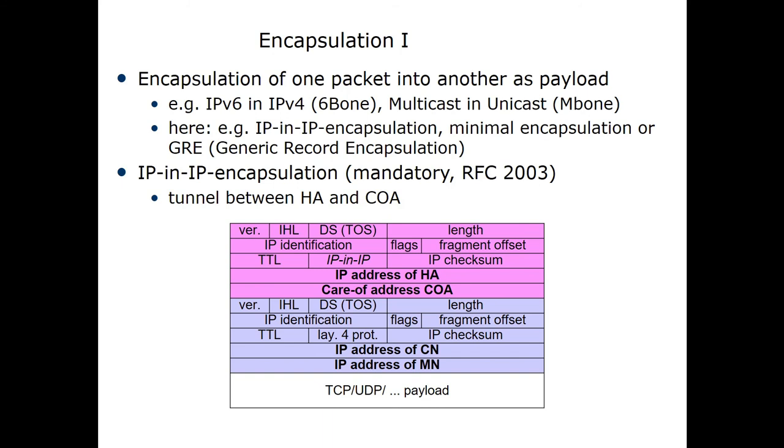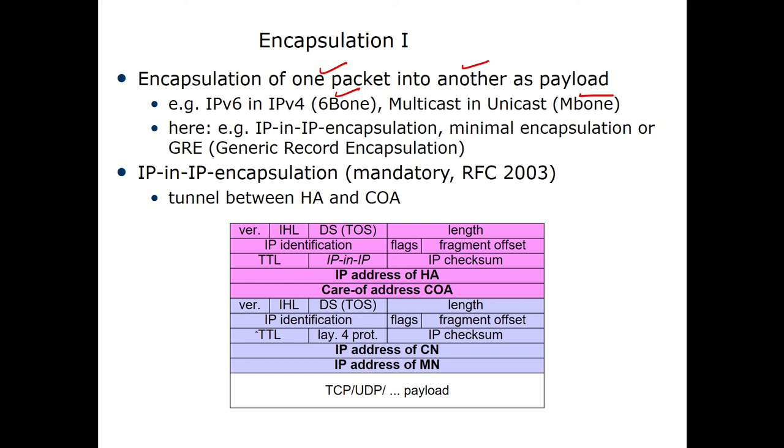So we have encapsulation 1 and encapsulation 2, right? In encapsulation 1, what we are going to learn is the encapsulation of one packet into another packet, which is the payload. So here it is considered as IPv4 in IPv6 and multicast in unicast. IPv4 in IPv6 is said to be 6bone, and IP multicast in unicast is said to be MBone. So here we have different frames. We need to remember these frames.